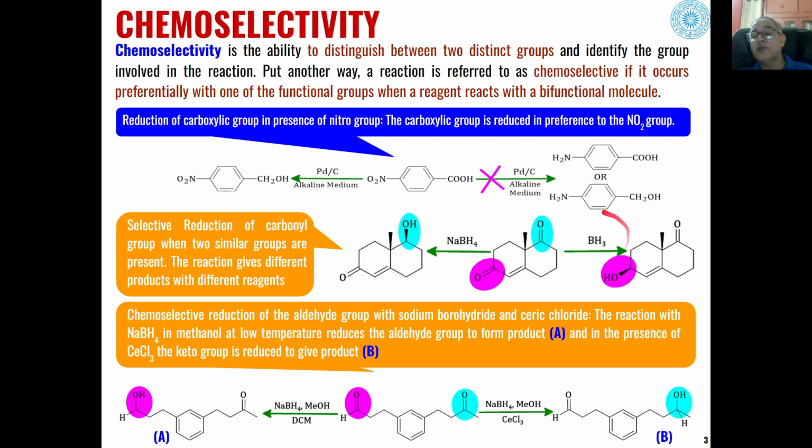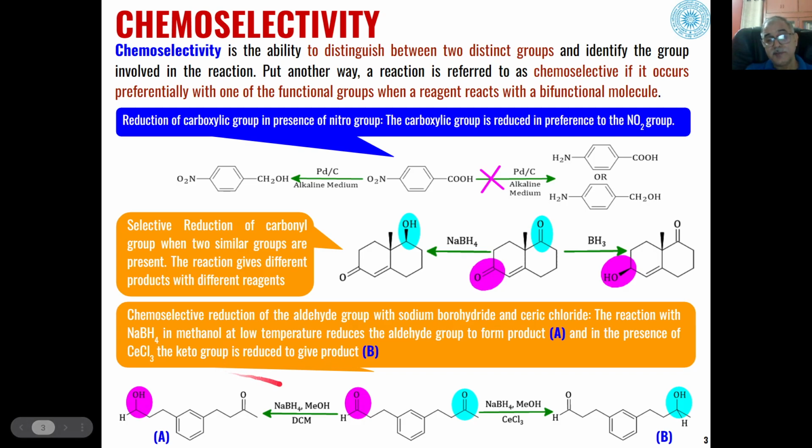Whereas if we use the reagent borane, with hydroboration oxidation of this molecule, then reduction of the alpha beta unsaturated ketone takes place, and this isolated ketone is not affected. So we can say that this reagent is chemoselective for the reduction of this carbonyl compound, and sodium borohydride is chemoselective for reduction of this carbonyl. Such reactions are called chemoselective reactions.